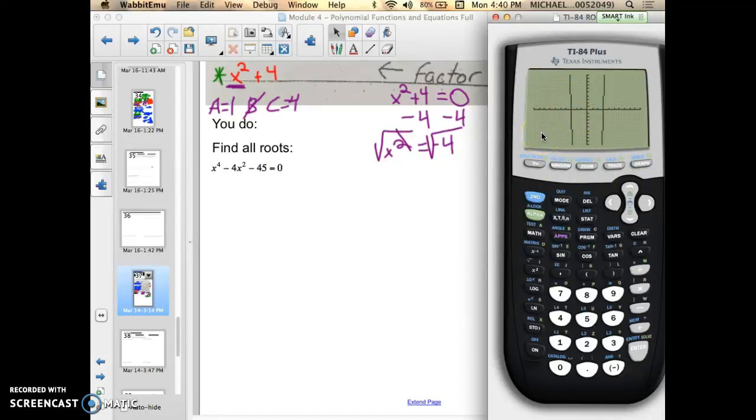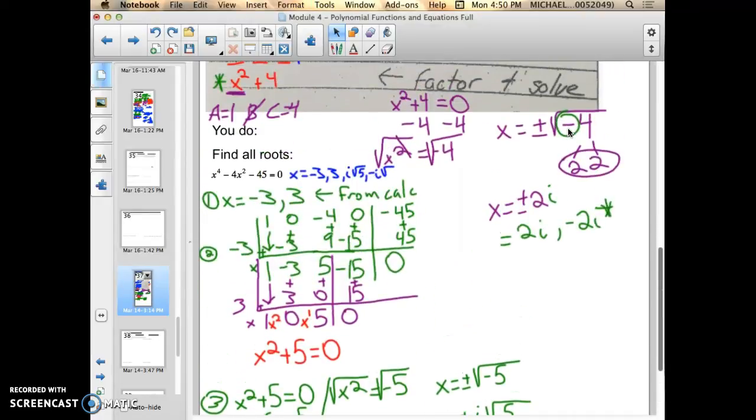So I need to check where it crosses the x-axis, and at this situation, it crosses the x-axis twice. It hits at x equals negative 3 and x equals positive 3. Use the calculator to find the real solutions. The first step then is just to write those out. X equals negative 3 and 3, and please identify that you got those from the calculator.